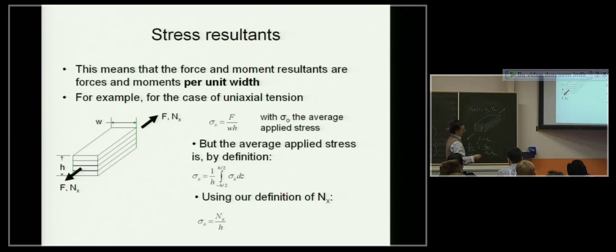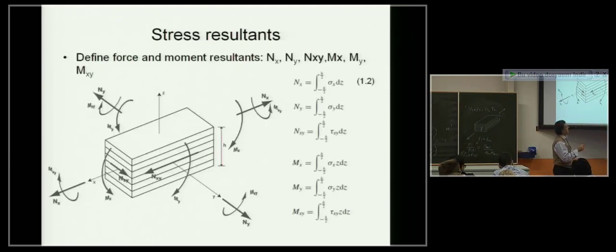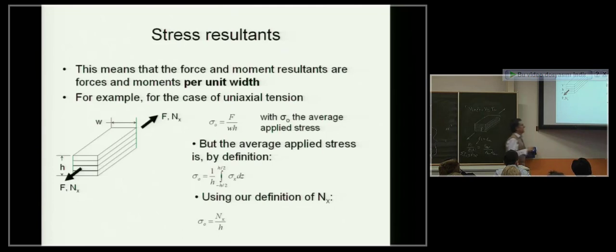But also by definition the average applied stress is the integral from the bottom to the top as a function of Z, and if the thickness is total H and my origin is in the middle of the laminate, it's the integral from minus H over 2 to H over 2 multiplied by 1 over H to make it into an average. So if I recognize that this integral is Nx, I can substitute and arrive at the relationship that says my average applied stress is this force Nx divided by the thickness of the laminate.